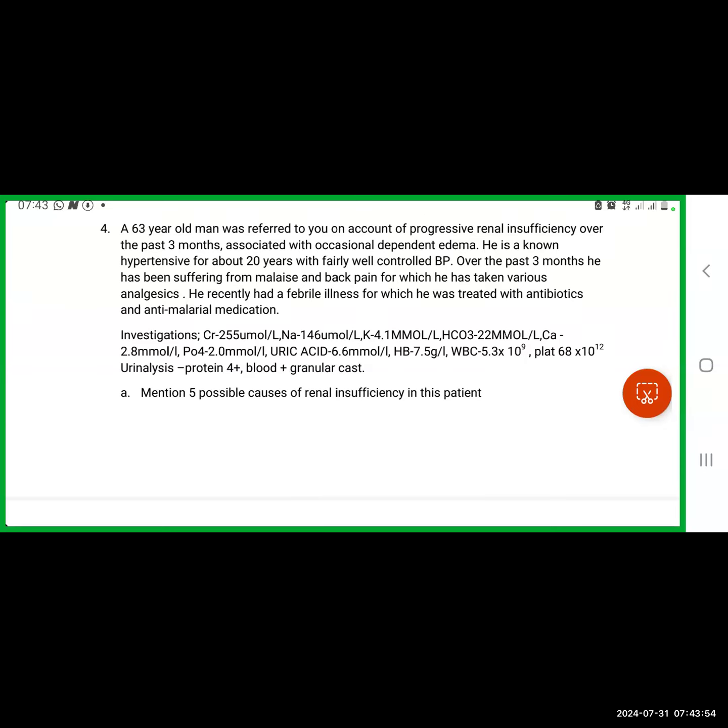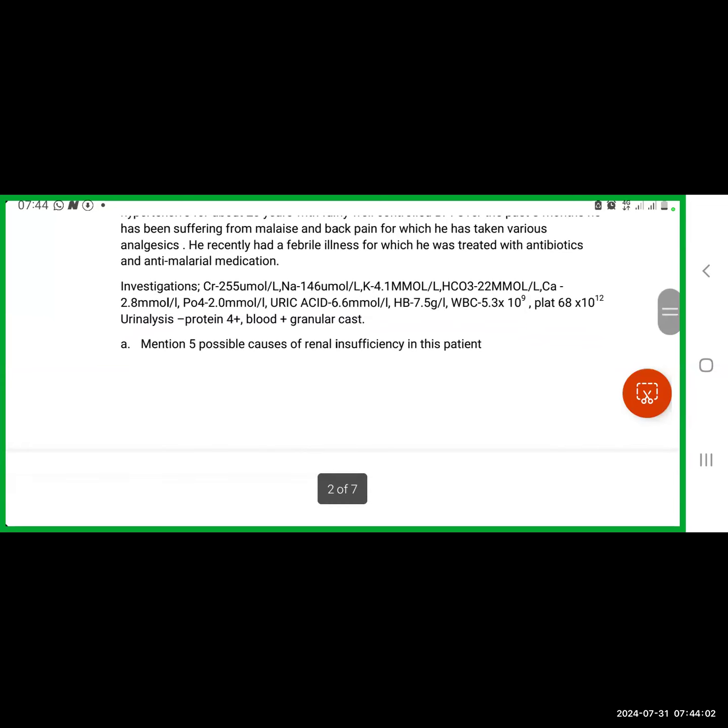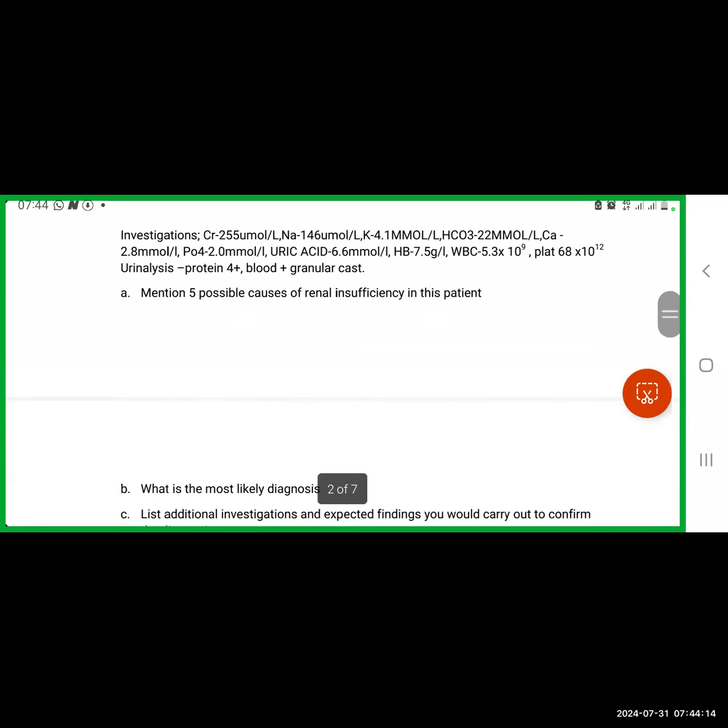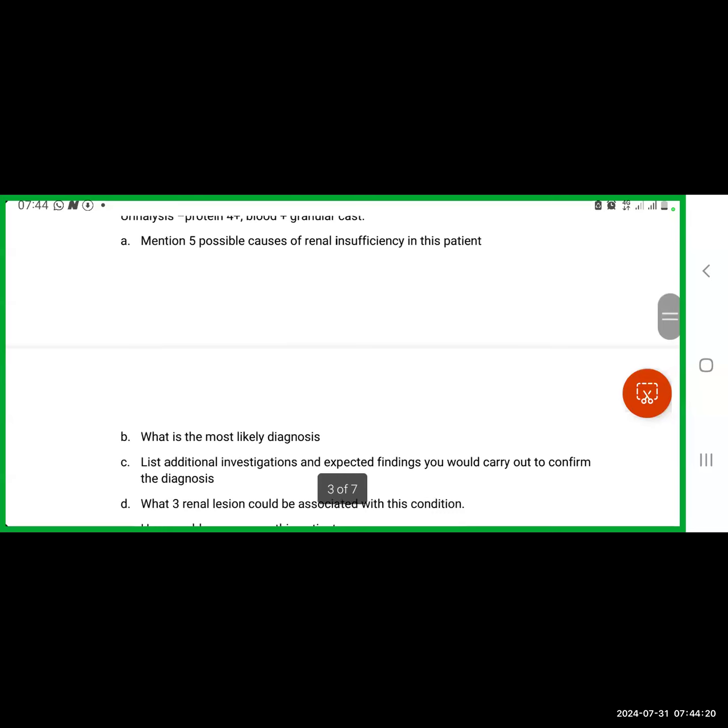Then WBC was reduced to about 5.3 times 10 raised to power 9. There was also thrombocytopenia of 68 times 10 raised to power 12. Urinalysis revealed proteinuria of 4 pluses, hematuria of 1 plus, and then a granular cast. The question A says, mention 5 possible causes of renal insufficiency in this patient.